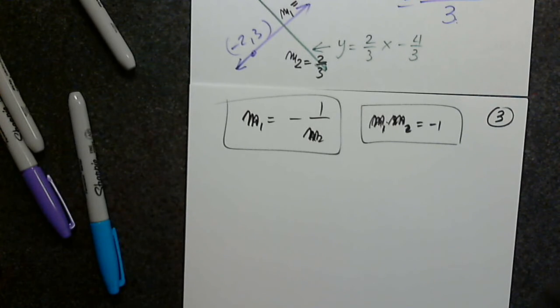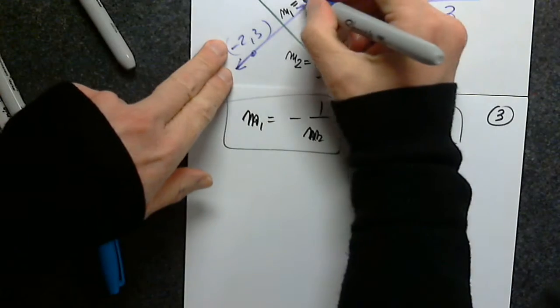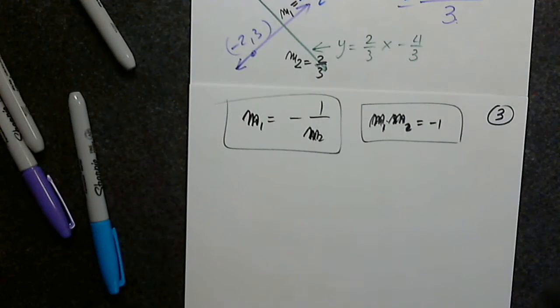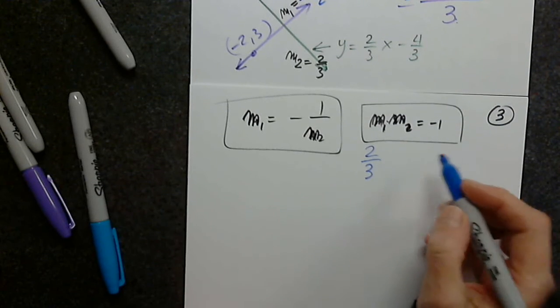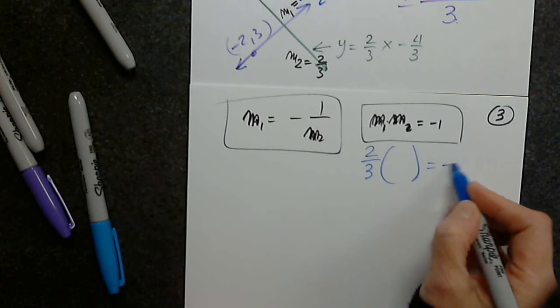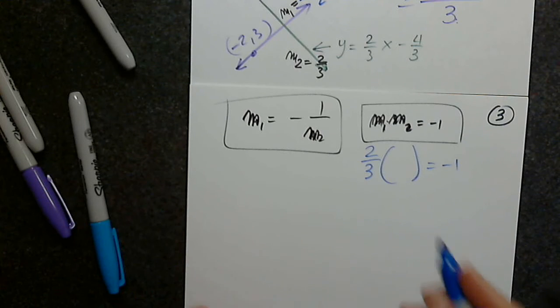Okay, so in that case, can anyone give us the slope of M1? The slope of the first line, which is M1. Very good. Do you agree with -3/2? Yes, because if one number is 2/3, what do I multiply it by to get -1? Of course, it has to be -3/2. There is no other way.